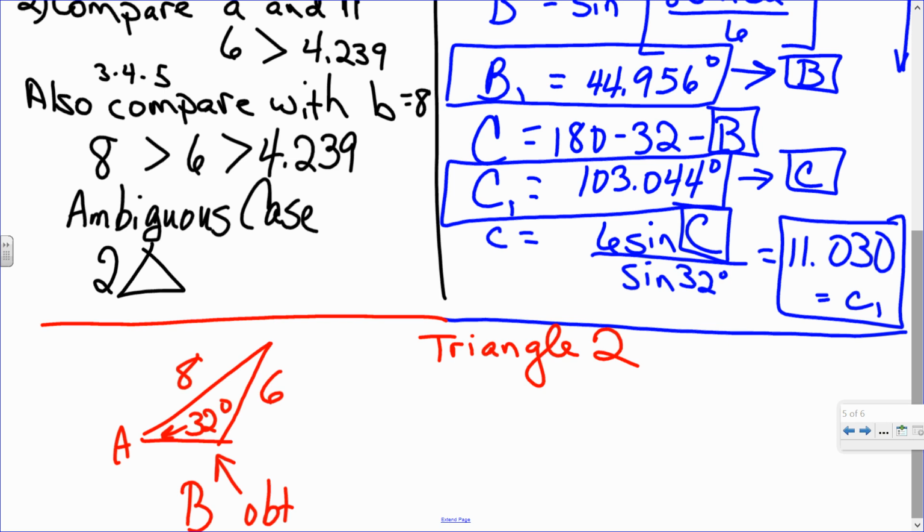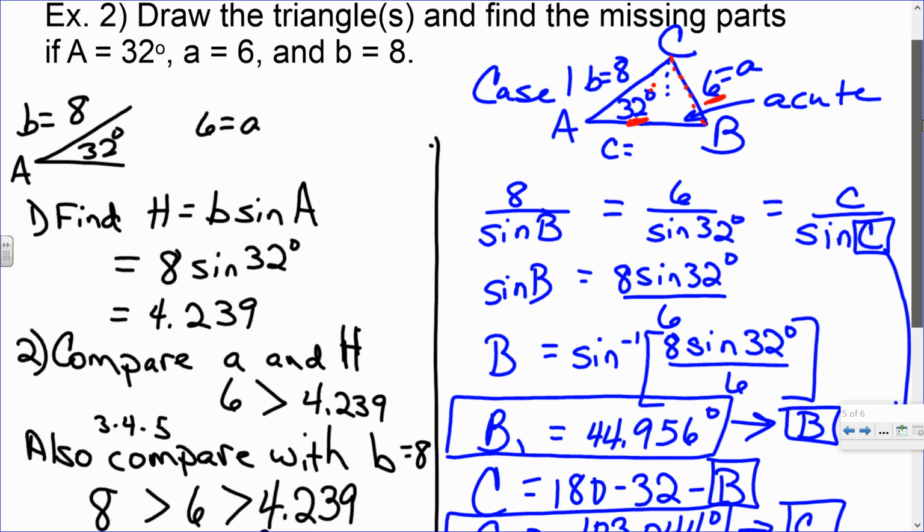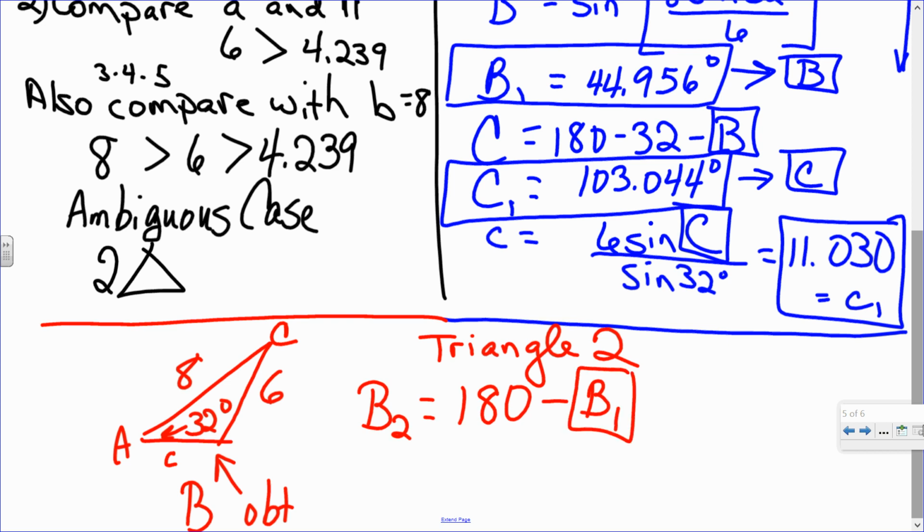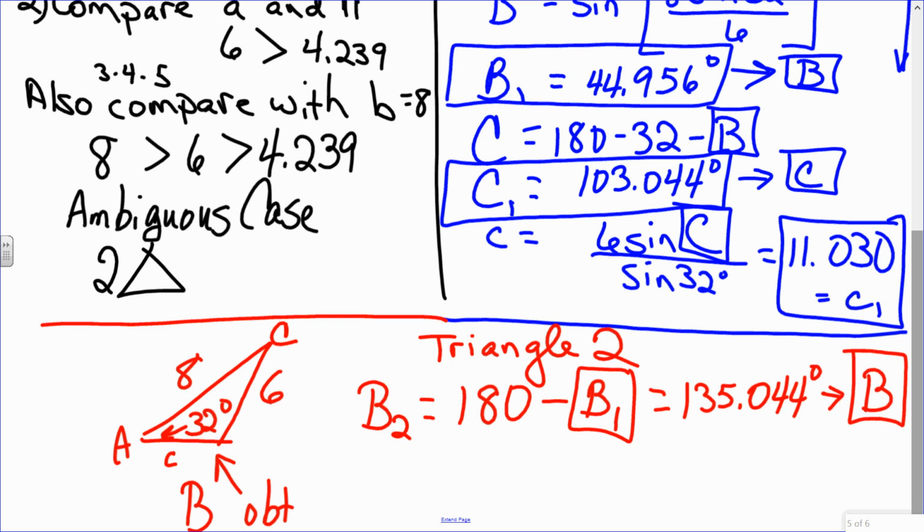This is still A, which is the 32. This will be angle C. This will be little side C. We actually don't have quite as much work to do because we know from other problems that we've done, if we had the acute B to get our second possible value for B, we need to simply take the supplement, 180 minus that first B that we got. Now this is stored still, so let's just do 180 minus our stored value of B and get 135.044 degrees, and be sure that we store that as our new B. So that is our obtuse value for B.